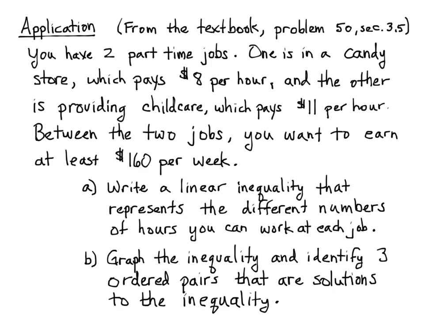So we have two independent variables here. One of them is the number of hours that you work in the candy store, and one of them is the number of hours that you work in the child care. So the very first thing you do after you write down your information is you define your variables, and we'll say X is the number of hours in the candy store, and we'll say Y then is the number of hours in child care.